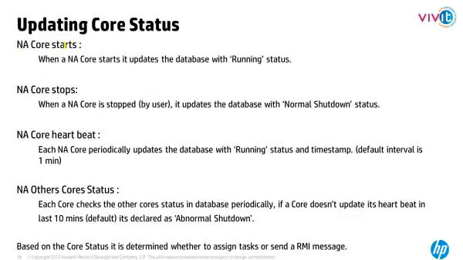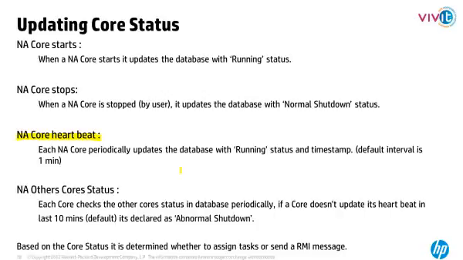When any core starts, when you do a true control start, it just updates the database with the running state, so we know which state the core is in. When you do a core stop, a proper true control stop, it updates saying that it's a normal shutdown, so we'll know the states. It's very simple.